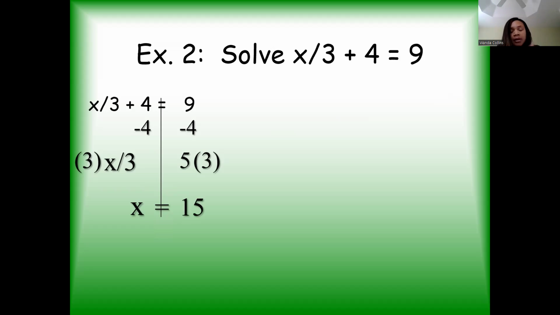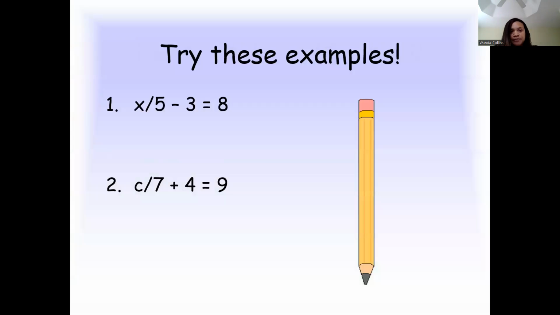Again, if you were to plug your solution back into the original problem, 15 divided by 3 is 5. 5 plus 4 does equal 9. So we have found the correct solution.